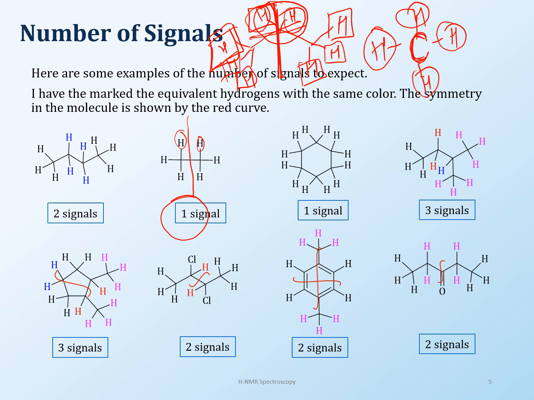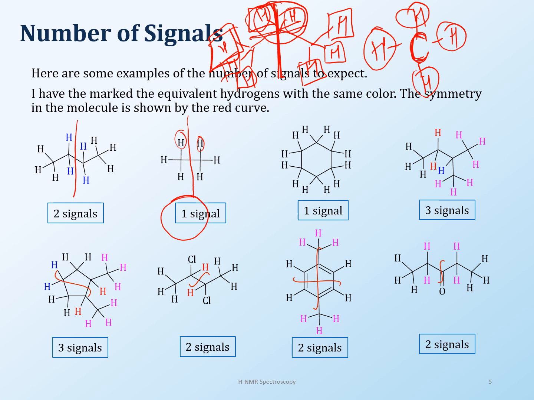The same thing happens with butane. In the case of butane also, here is the symmetry line, and I have the colors here for you. The blue ones are going to be identical, and the black protons are identical. Hopefully you're getting the gist of what I'm talking about, so it'll become easier for you.